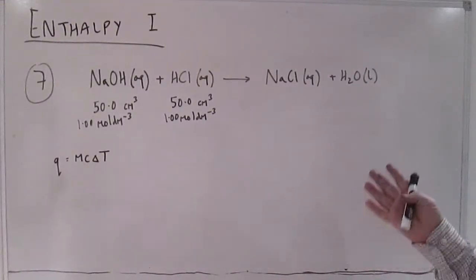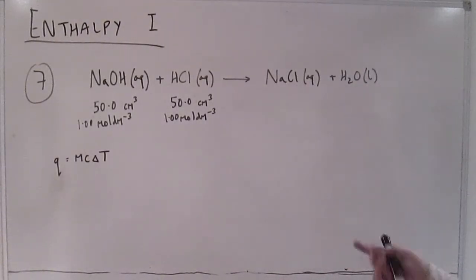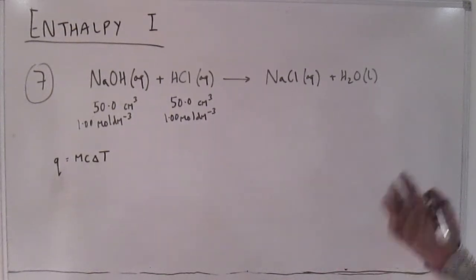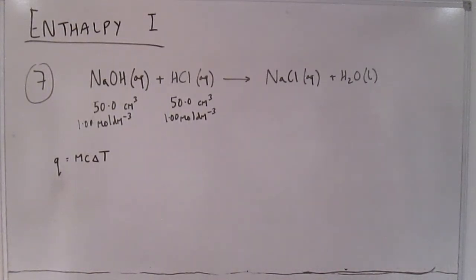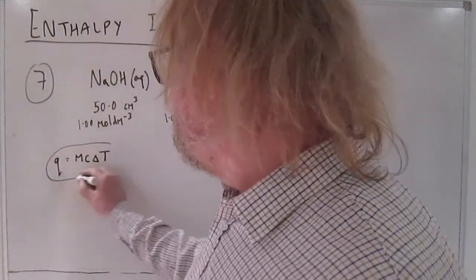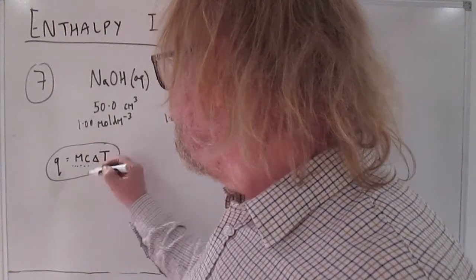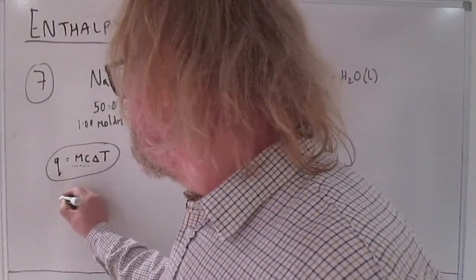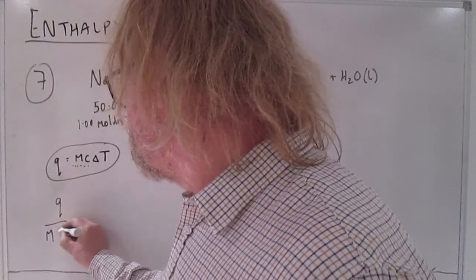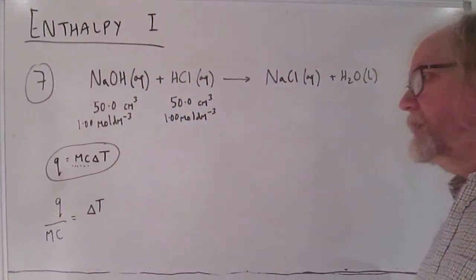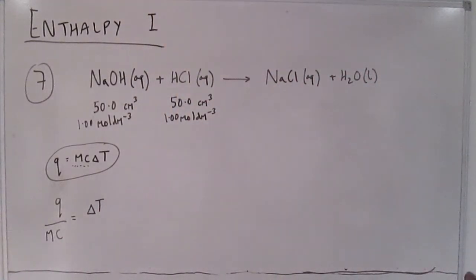Now the next bit of the question looks at variations of this experiment where we change the mixture that was made, and what we're supposed to look at in each case is what happens to the temperature change as a result. So our answers are all going to be based on this, and we can just easily rearrange that. If we take the MC, we can slide it diagonally over to the other side to get that Q divided by MC is equal to delta T.